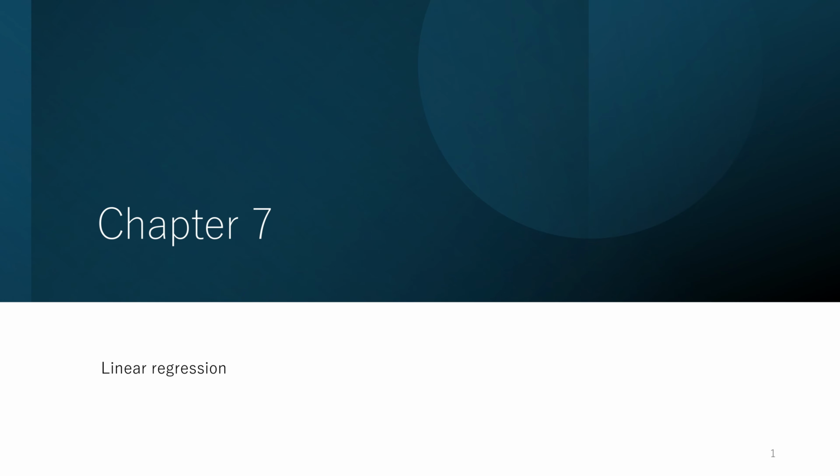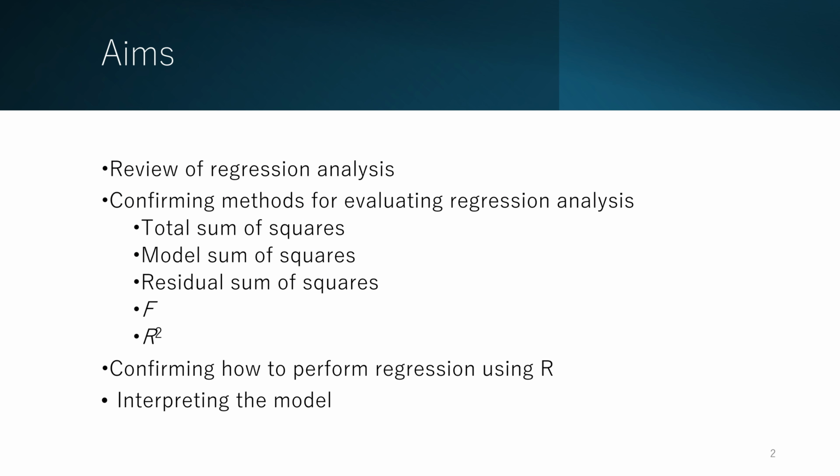Let's start chapter 7, linear regression. In this chapter, we learn how to predict one variable using another. Regression is one of the most common and powerful tools in statistics. By the end of this topic, you will understand what a regression model is, how to evaluate it, and how to run it using R. We will also talk about how to interpret the regression in a meaningful way.